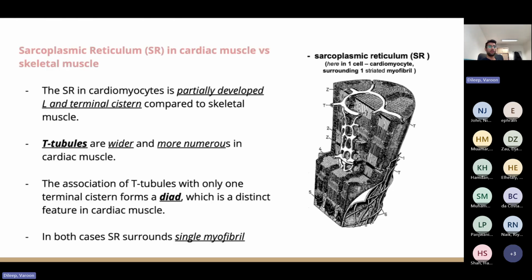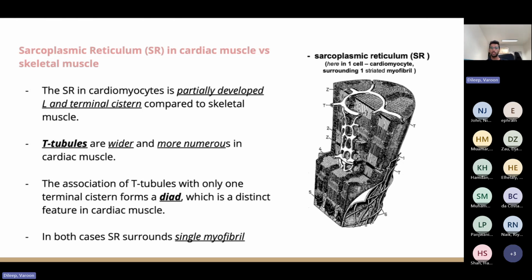Now, sarcoplasmic reticulum in the cardiac muscle versus the skeletal muscle. So as Ria had explained, sarcoplasmic reticulum is nothing but a storage center for calcium ions. In cardiac muscle, it is less developed compared to skeletal muscles. So it has less calcium present in it compared to the skeletal muscles. So that's why it has partially developed L cisternae as well as terminal cisternae.